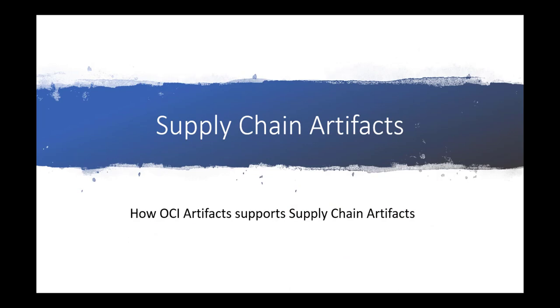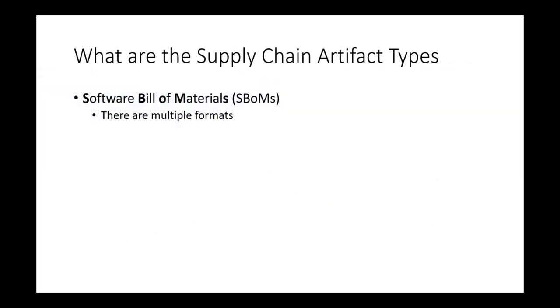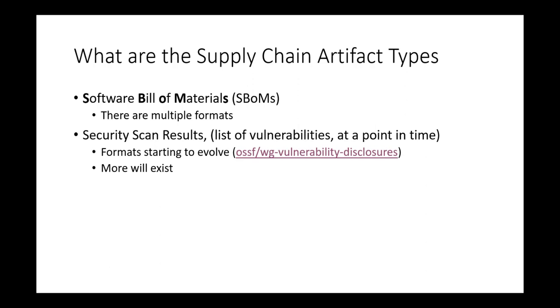So what about these supply chain artifacts? First of all, what exactly are we talking about? There's various SBOM formats out there. They all boil down to a file or a collection of files related to some other artifact. And that's kind of the point. From an OCI artifact registry, we don't care. It's just a set of files.